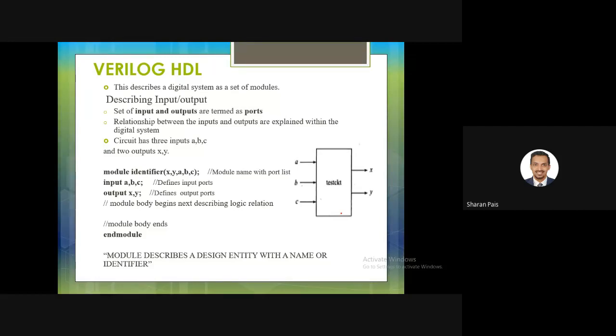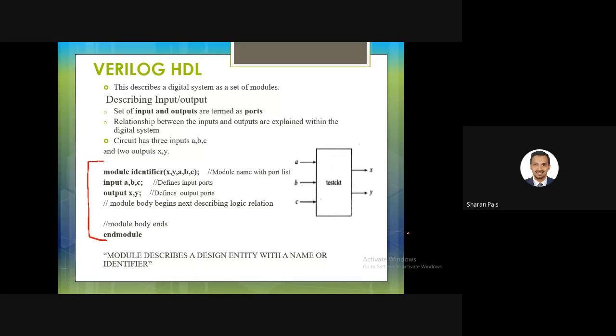The syntax for Verilog HDL. Like a C program has a syntax: you have a header file, int main or void main, then you write initialization of variables, printf and scanf statements, and closing. That is the one format of writing a C program. Similar to that, Verilog HDL also has its own syntax way of writing.